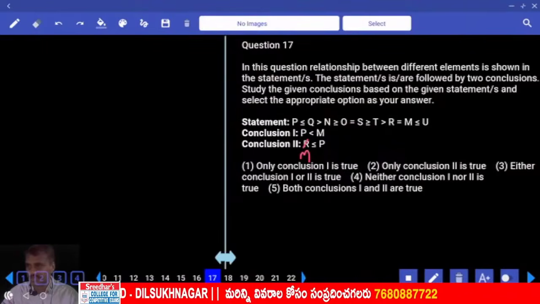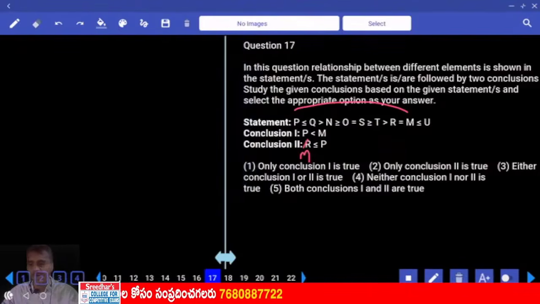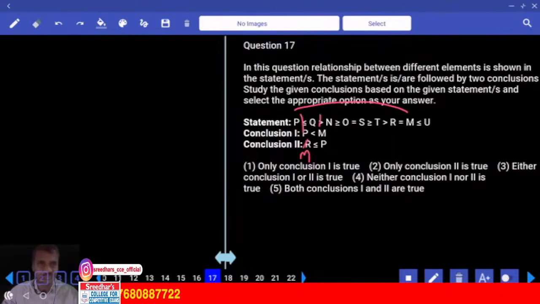There is a possibility for either or, provided between P and M, within the statement, we need to have an opposite symbol. There is one lesser than, one greater than. Opposite symbol existing. Hence, what is your answer? Either 1 or 2, choice 3, question 17.